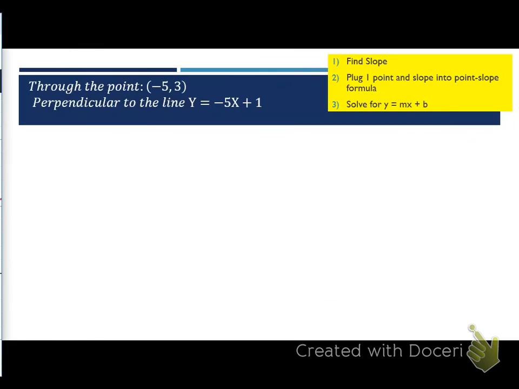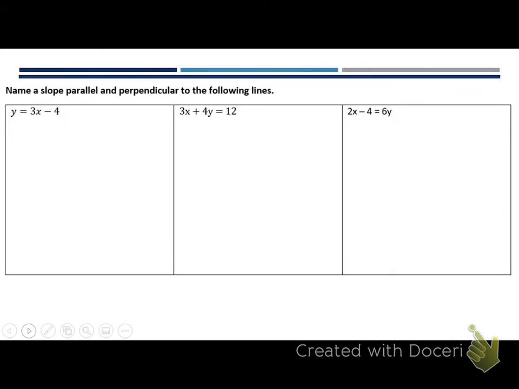Okay, we've got one more thing to do together. There are questions like this on the test. It says name a slope parallel and perpendicular to the following lines. In order to find a slope parallel or perpendicular, I need to know what the old slope was. What is the only form a line can be written in for me to figure out what the slope is? Slope-intercept form. Y equals mx plus b. Only when it's written like this can I automatically tell what the slope is.